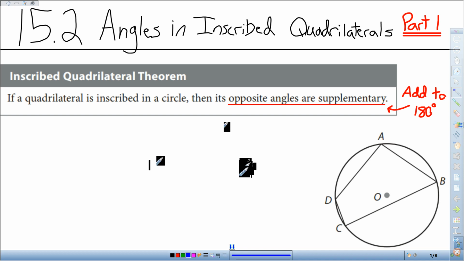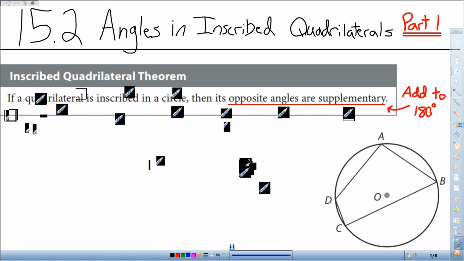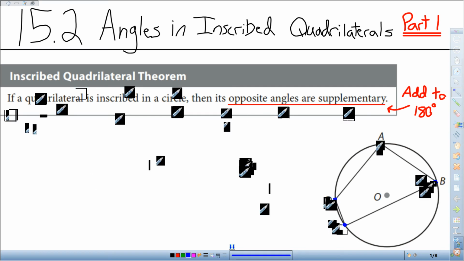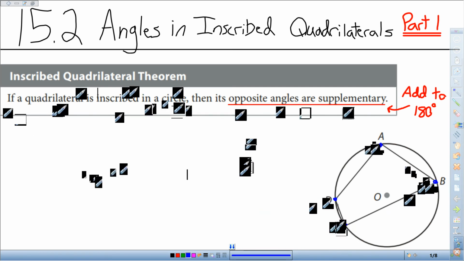Okay, but yeah, take a minute, go ahead and just pause the video, copy this slide, and then we'll get into it. Okay, so yeah, inscribed quadrilateral theorem. Here's what it says. If a quadrilateral is inscribed in a circle, then its opposite angles are supplementary. All right, first thing, just remember, what does it mean for a polygon to be inscribed? It means all of its vertices touch the edge of the circle. All right, so that's why this is considered an inscribed quadrilateral.